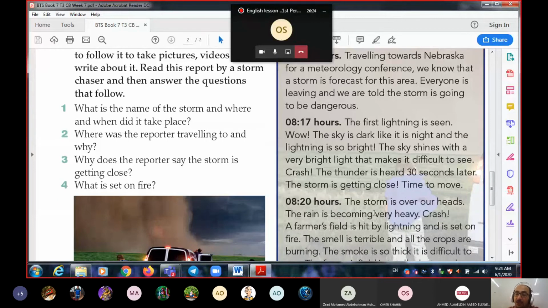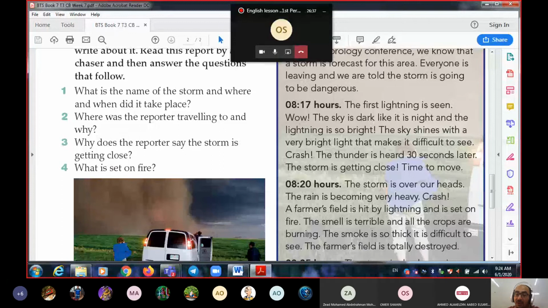8:20 hours. The storm is over. It's ending. This is the meaning of over. Our head. The rain is becoming very heavy. Crash. A farmer's field is hit by lightning and is set on fire. The smell is terrible and all the crops.